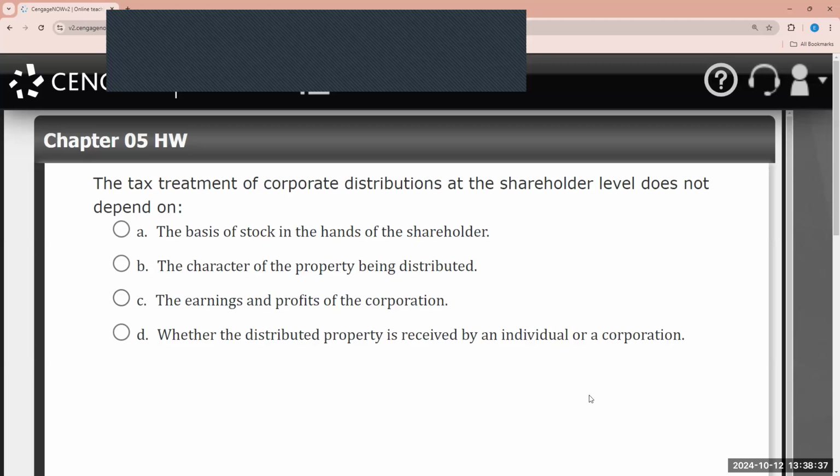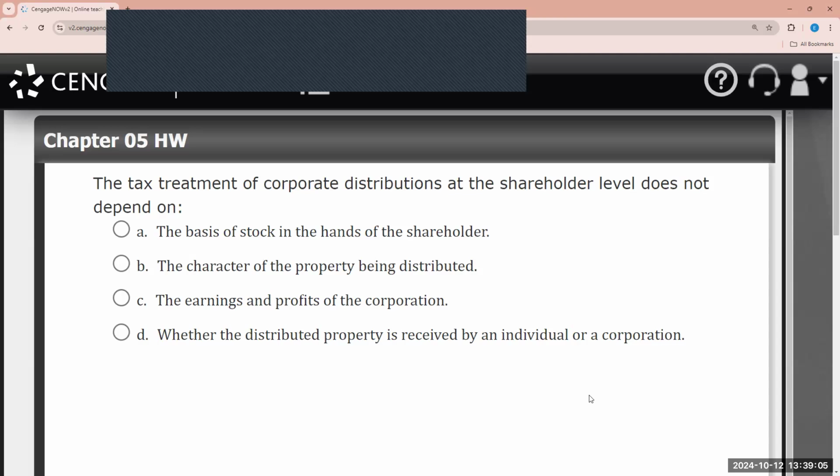Here it states the tax treatment of corporate distributions at the shareholder level does not depend on blank. So it says A, the basis of stock in the hands of the shareholder. No, that does have an impact, because in the event that there's not enough earnings and profits to be treated as dividend, then the stock basis has an impact on the amount treated as a return of capital or capital gain. So it can't be A.